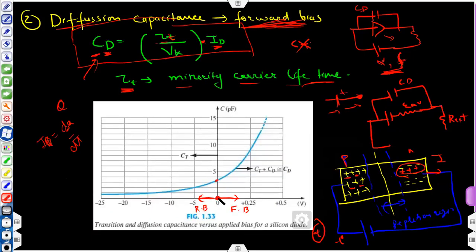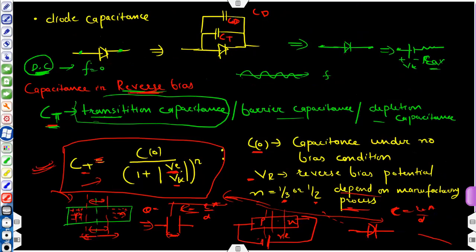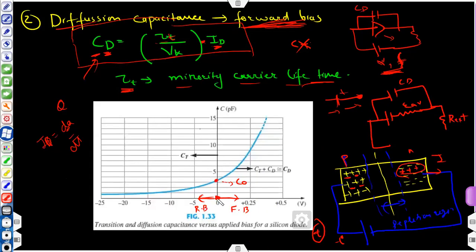Okay, and at V equal to 0, what will be the value? This will be C0. Simple. You can see from this formula: when this VR is 0, this whole term is 0, and the value of CT is C0, the capacitance under no bias condition. So at this point when V is 0, the value of capacitance is C0. And when you are increasing the reverse bias, CT is decreasing like this.